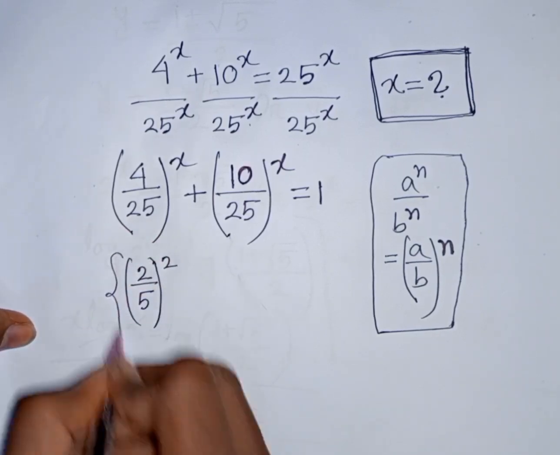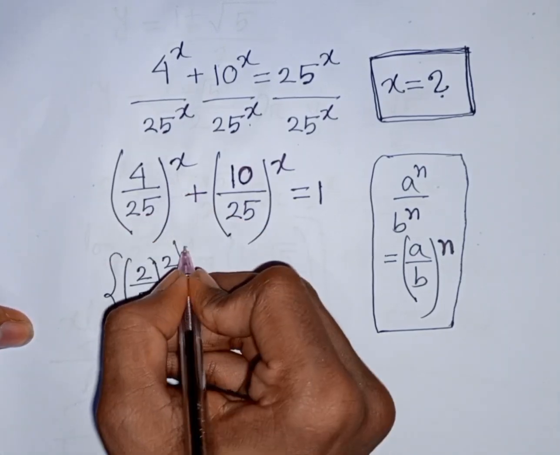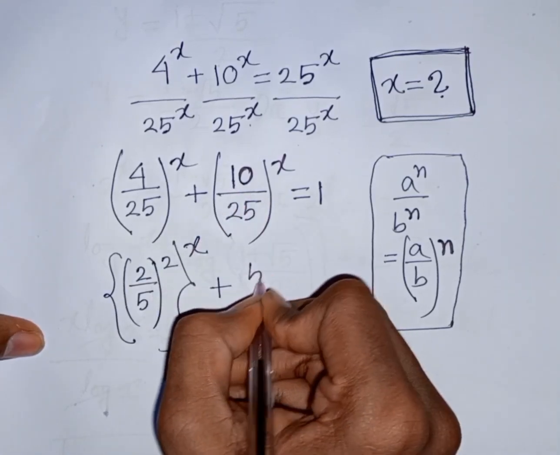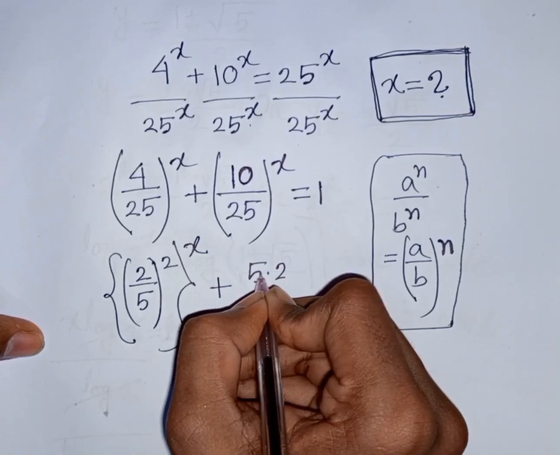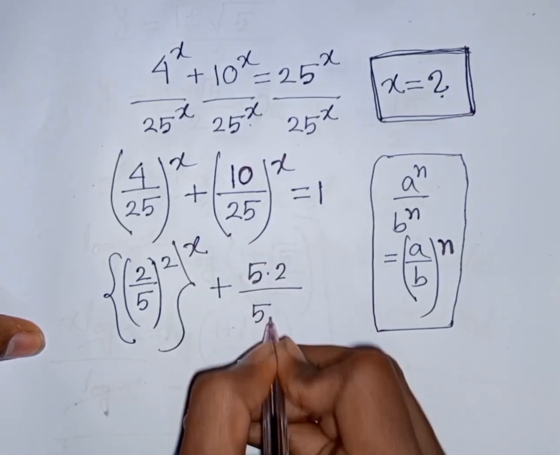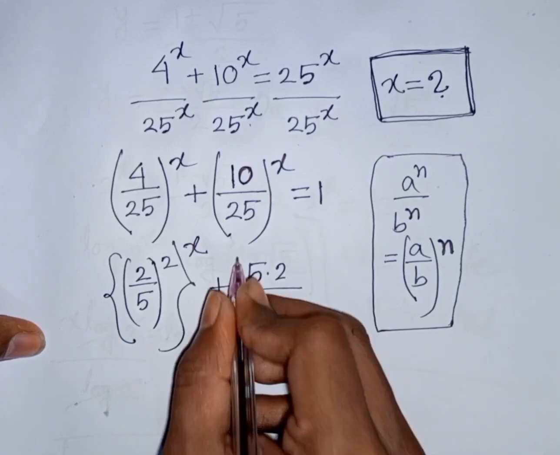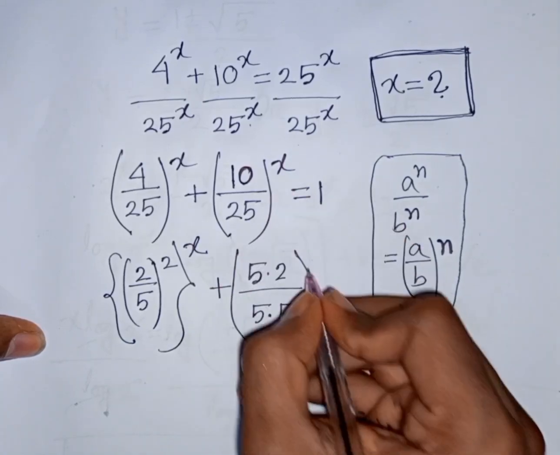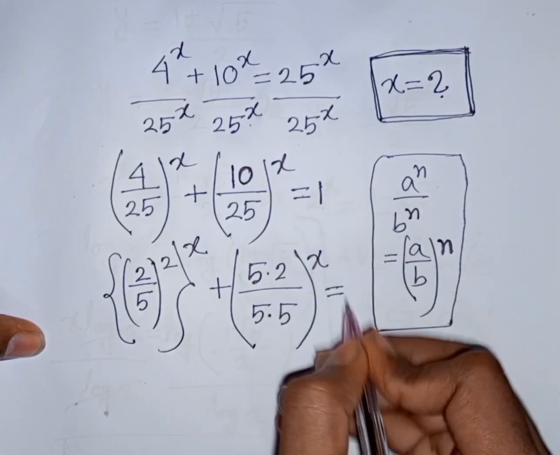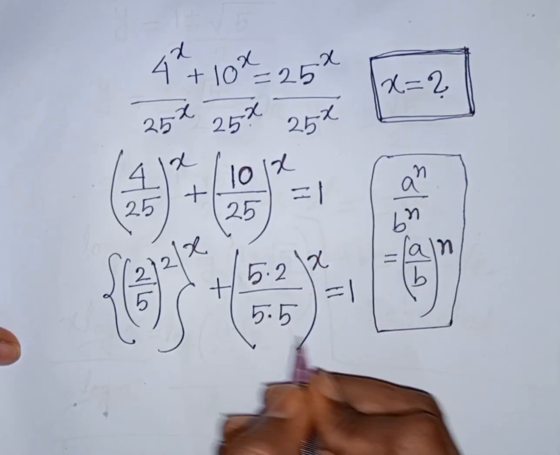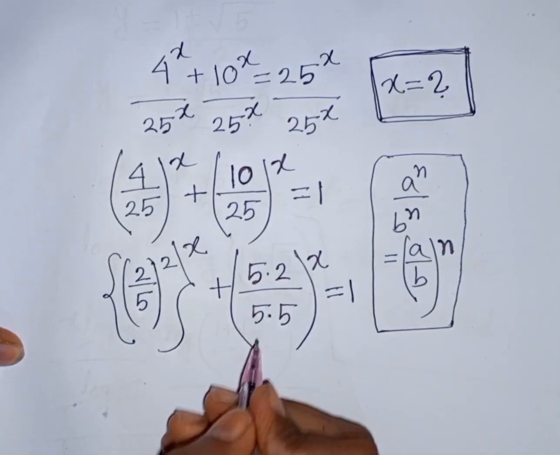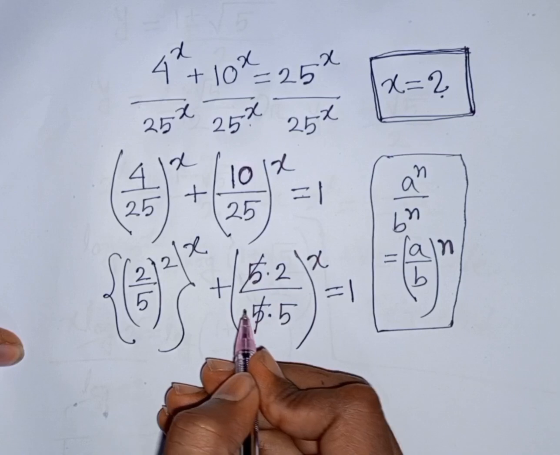Then this first bracket can be written as the second bracket, then power of x, plus 10 over 25 is the same as 5 times 2 over 5 times 5, then bracket power of x is equal to 1. Now we see this 5 will be cancelled.